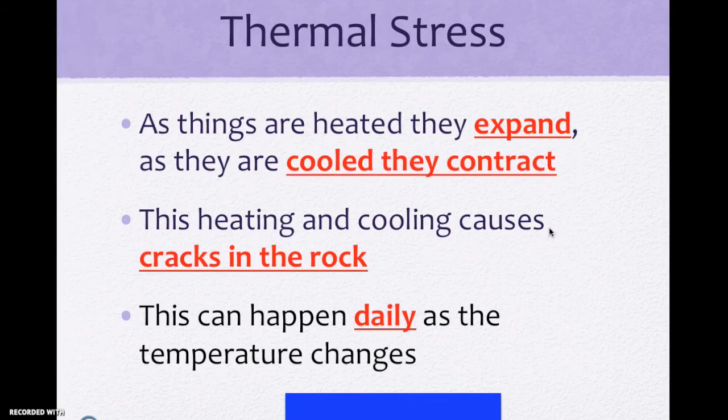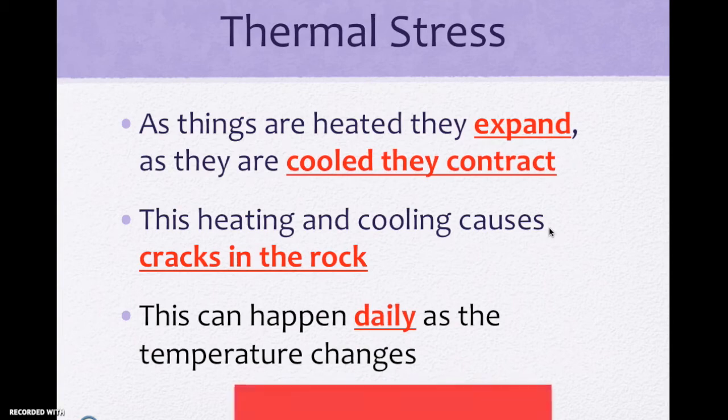Okay. And then there's thermal stress. Our first non-wedging physical weathering. Okay. So with this, as things are heated, they expand. As they are cooled, they contract. Heat expands, cool contracts. Heat expands, cool contracts. Okay. And with this heating and cooling, expanding and contracting, rocks are hard. They don't expand or contract much, but it's enough to form little cracks.